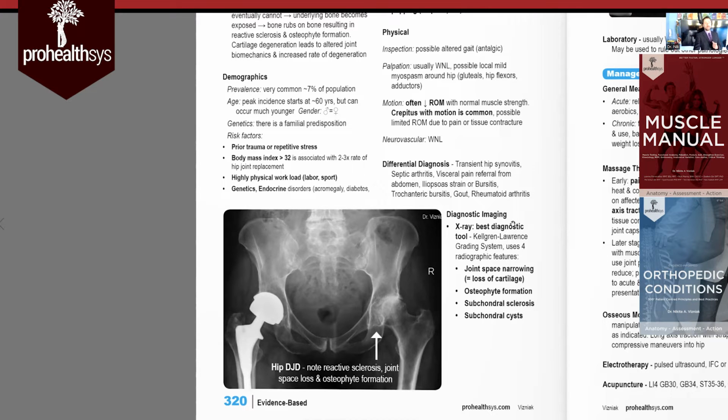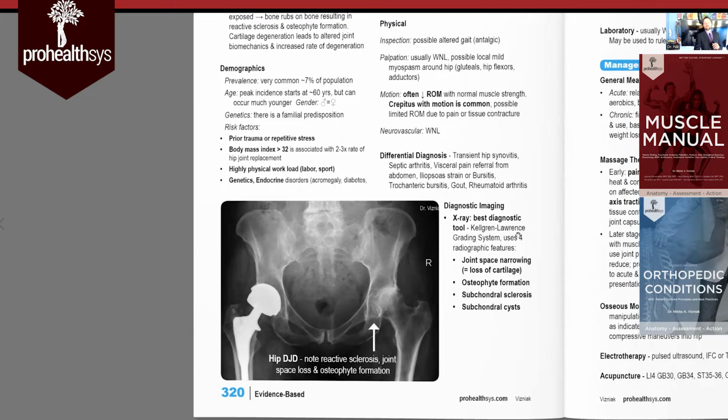Gout and rheumatoid arthritis: gout is a little bit rare in this area, so it wouldn't be the first thing I would look for. And then rheumatoid arthritis, again, you're looking for more bilateral symptoms with that, right? And they probably know that they have rheumatoid arthritis already. And the hip is not the most common location for it as well. All right, what else do we see?